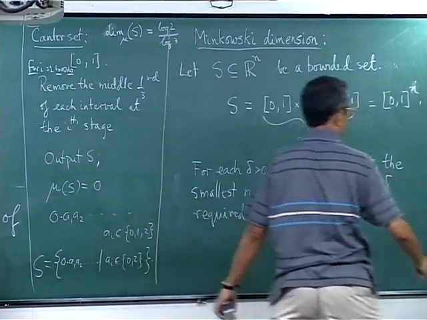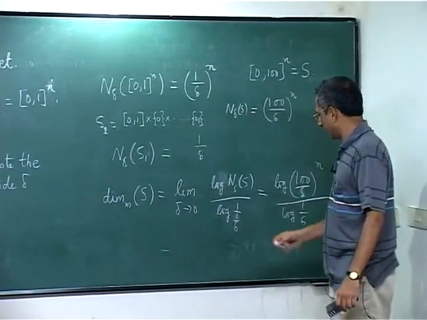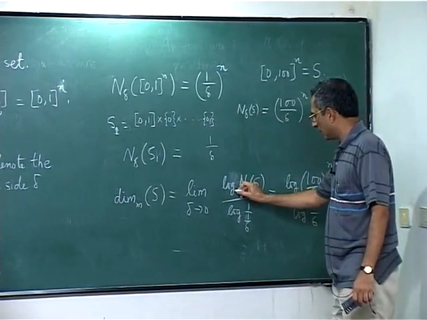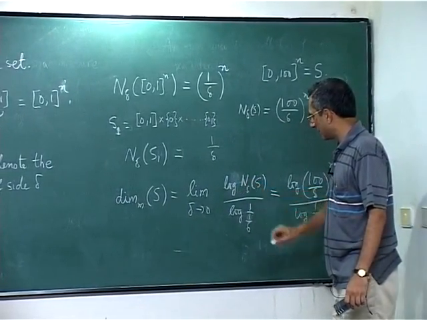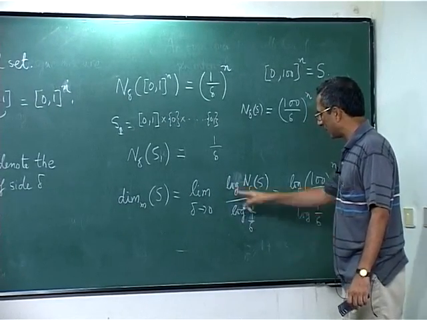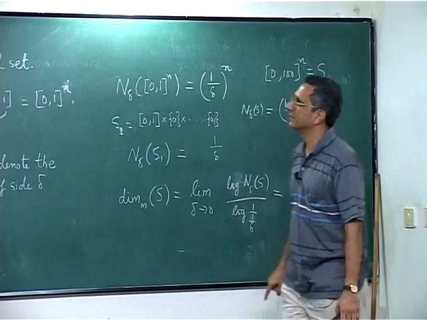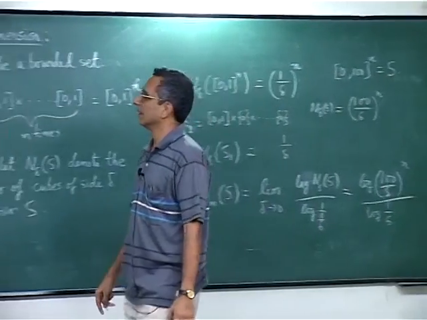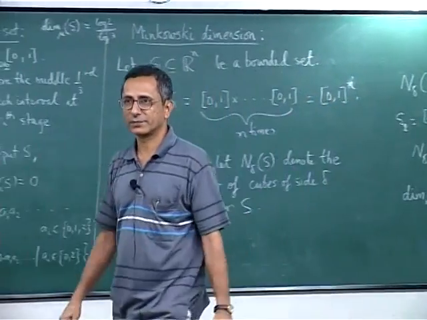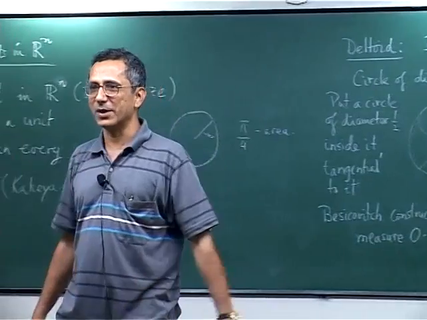So this log depends on what you want to think of this log as. If you think of it as log to base 2, probably the original definition meant it to be log to base e, but that shouldn't matter because that's anyway a multiplicative factor here, isn't it? So the base doesn't matter. So it's log 2 by log 3. That's the Minkowski dimension of the Cantor set.